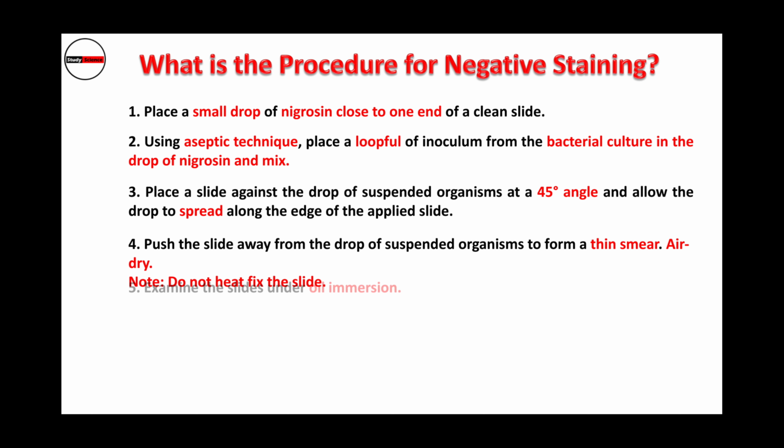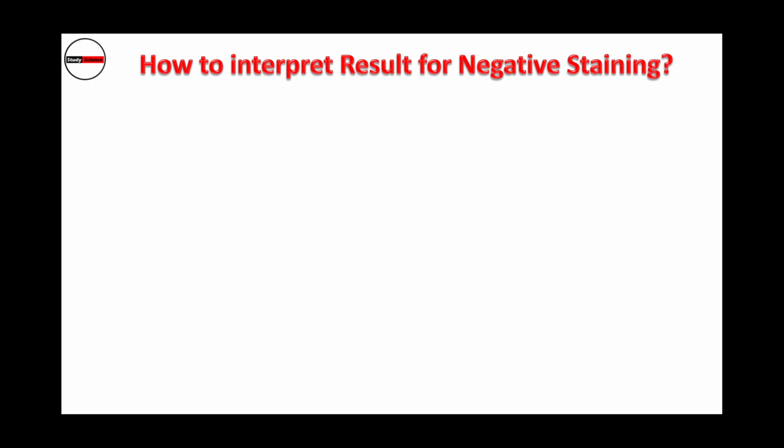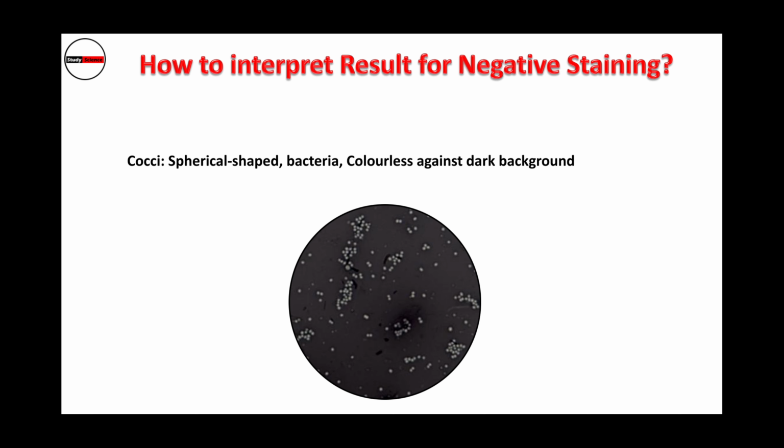Then the next step, examine the slide under oil immersion. After watching the slide under the microscope using the oil immersion objective, you will see colorless bacterial cells against the dark background. You can see in the diagram how the colorless cells appear against the dark background. So how to interpret the result for negative staining? You can see there are coccus-shaped bacteria, which are spherical, colorless against a dark background. So this is the interpretation of result for negative staining.